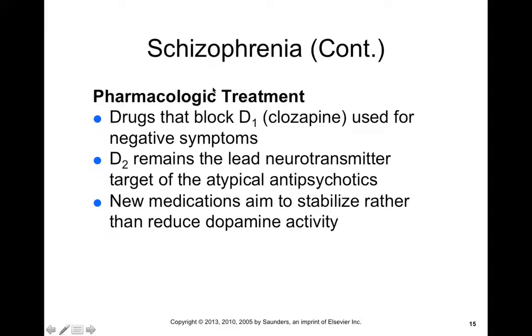Now, pharmacological treatment of schizophrenia relates to drugs that target dopaminergic receptors. So remember, dopaminergic receptors, this variety, D1, is associated with the negative symptoms, and we see that clozapine is used to block D1 receptors to help with the negative symptoms of schizophrenia. And remember, D2 is related to the positive symptoms of schizophrenia, and this is the receptor that's targeted by these atypical antipsychotics. Now, new medications that are coming out on the market aim to stabilize rather than reduce dopamine activity. That way you can bring them into a normal baseline and then work from there.